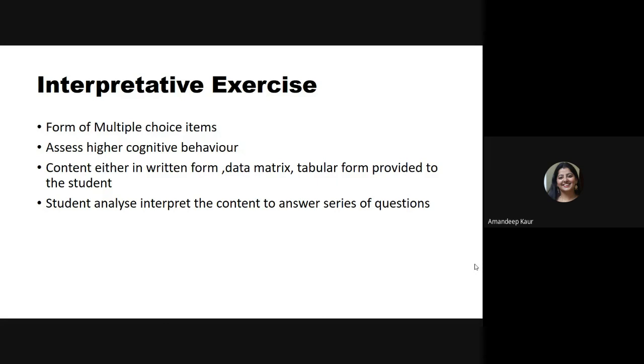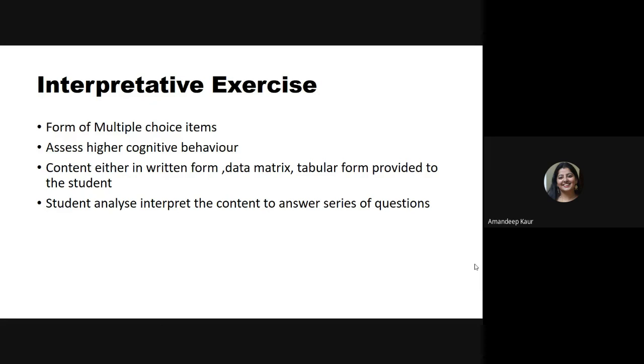there can be different statistical tools or tests applied by the student. I can give a data matrix to my student and ask what kind of sampling technique they are going to employ for this set of data, and after applying that sampling technique, what the probable results can be. This is an interpretive kind of exercise.